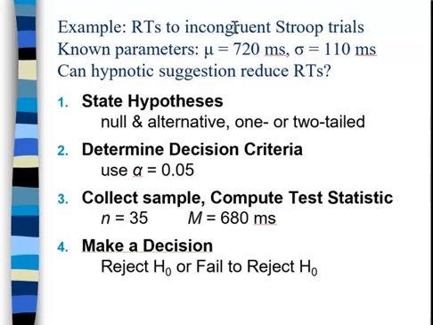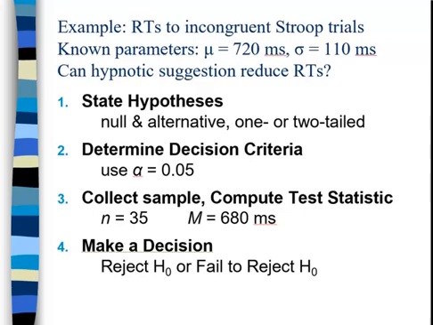So here we've got reaction times to these incongruent Stroop trials. And we've been doing the Stroop since the 60s, right? So we know that the average time to respond to an incongruent Stroop trial is 720 milliseconds, with a standard deviation of 110 milliseconds. And the question we're asking here is, can hypnotic suggestion reduce reaction times on incongruent Stroop trials?